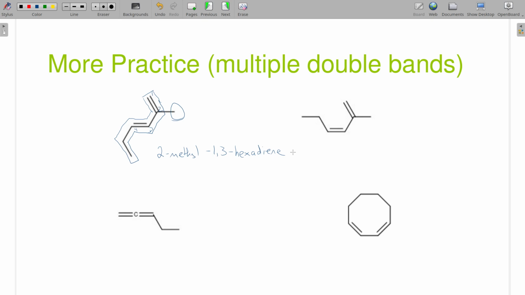Alright, that's not the complete name, because if I come over here and do this one as well, 2-methyl, this would also be 2-methyl-1,3-hexadiene. Alright, so what is the difference?